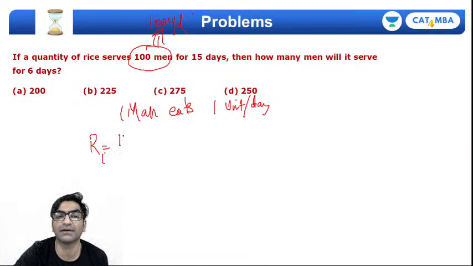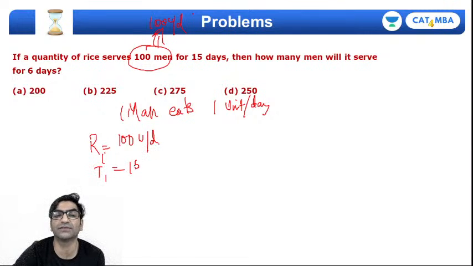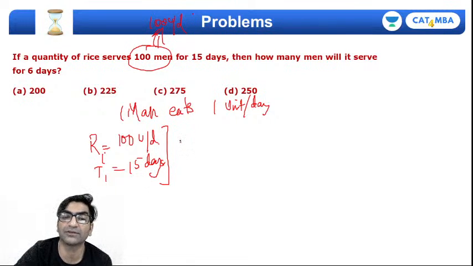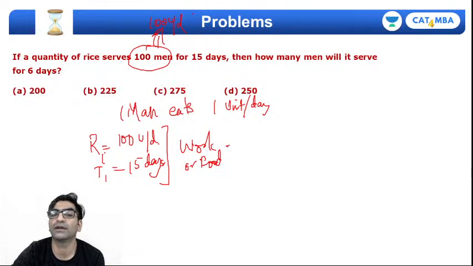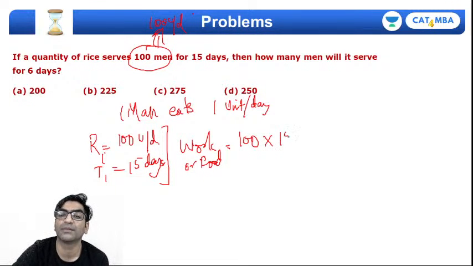R1 is 100, right? And T1 is given to me as 15 days, right? So this is how much food I'll get, right? So the work or food, right, will be rate into time. Rate is 100, time is 15, but it should also be equal to R2 into T2.